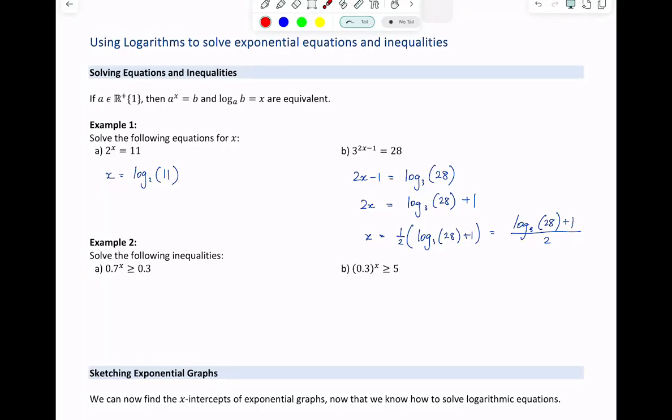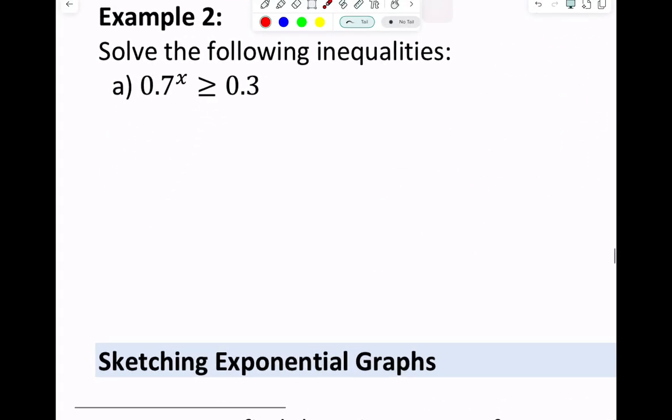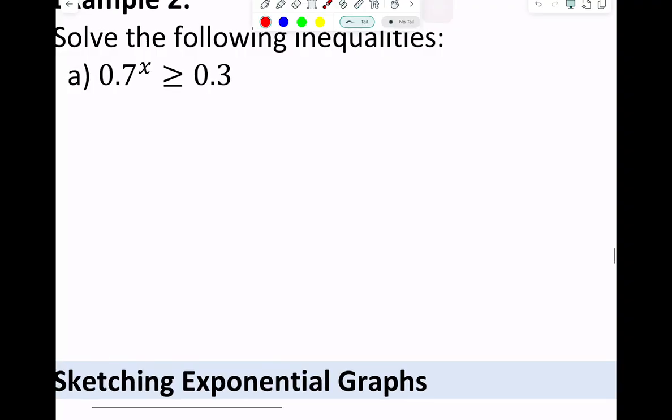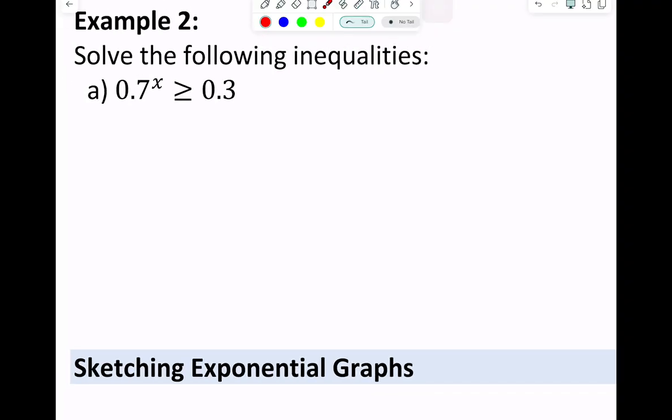Example number 2 with using logs, but in this particular example here we do kind of want to explore what the graph looks like. So we're going to treat this 0.7 to the power of x like a graph, and essentially we're going to sketch up the graph of y equals 0.7 to the power of x, and we're also going to sketch up the little graph of y equals 0.3, which is a horizontal line, just so that you can visualize what this roughly looks like.